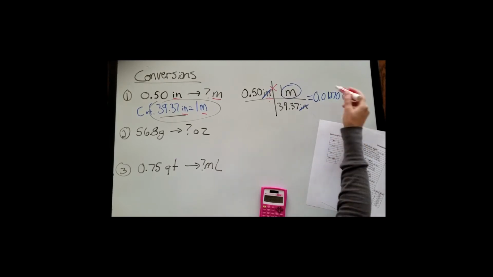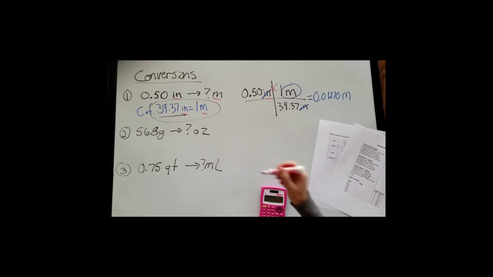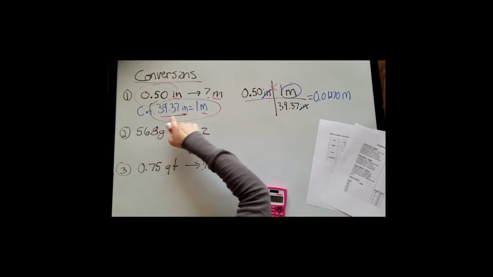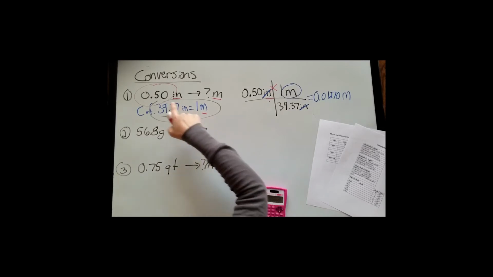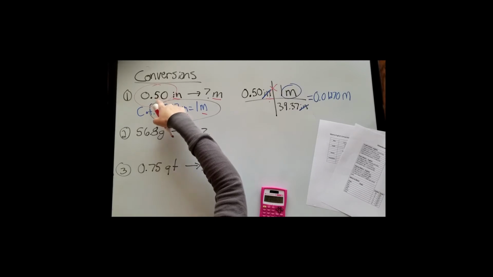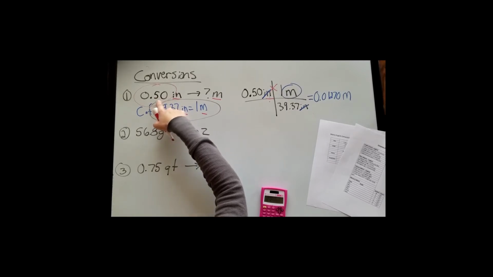So to figure out the significant figures I want to report my answer in, I go back to my original number. So I'm not going to take into account my conversion factor. I am just going to be looking at the original number in the problem itself. That's what's going to determine the amount of sig figs in my answer.